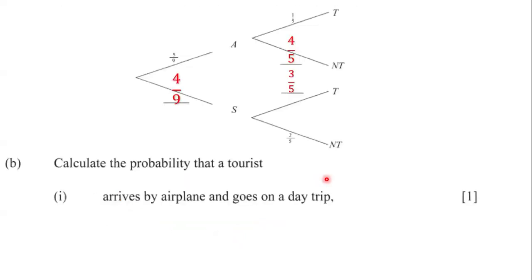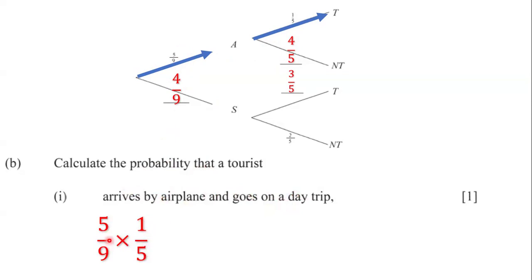Let's answer some questions. It says to calculate the probability that a tourist arrives by airplane and goes on a day trip. The probability that they arrive by airplane is going to be 5 over 9. That's right there, 5 over 9. And goes on a day trip is going to be 1 over 5. So the probability that tourists arrive by airplane is 5 over 9, and goes on a day trip is 1 over 5.